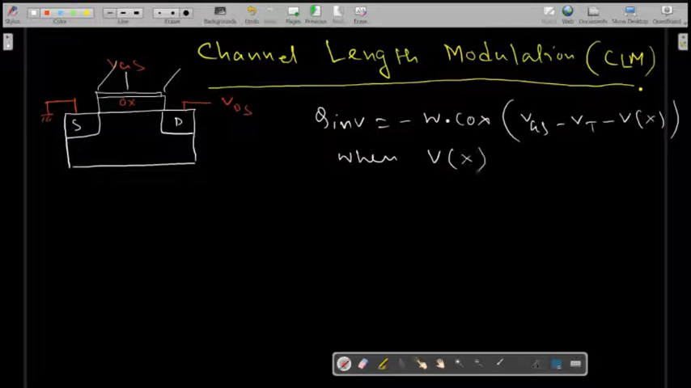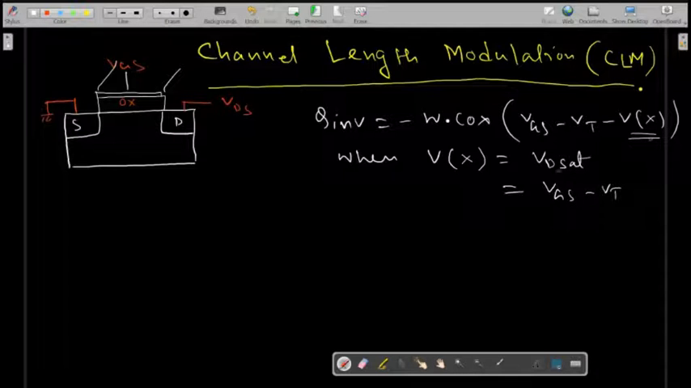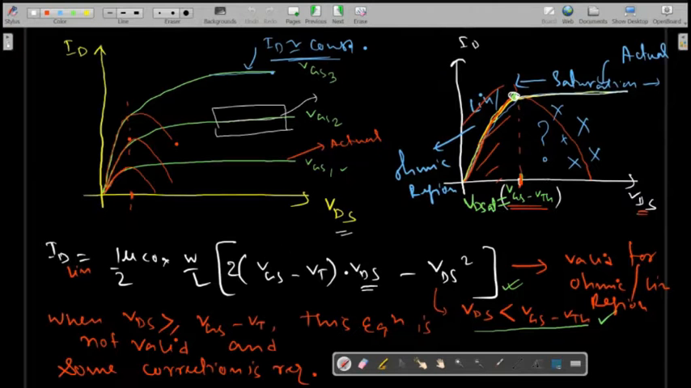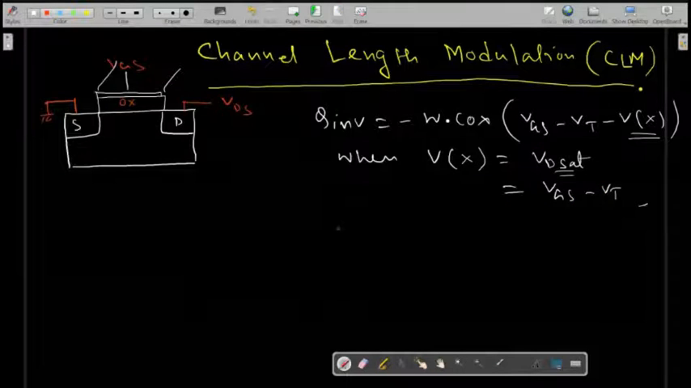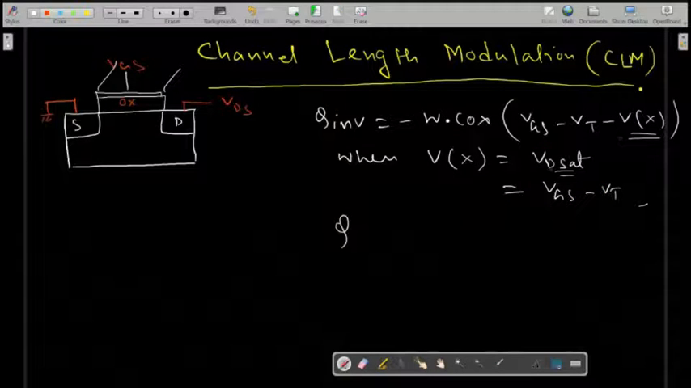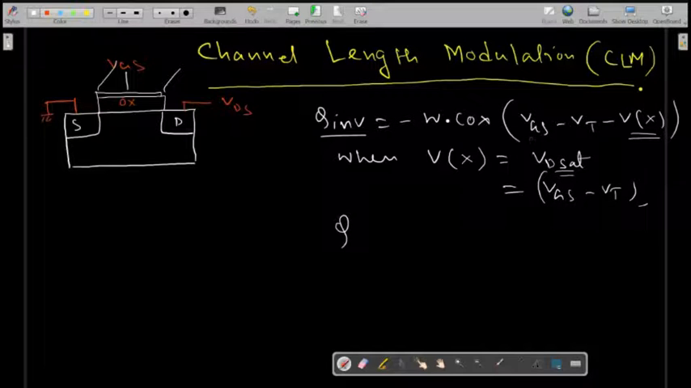When V of X equals VD sat, equal to VGS minus VT, that means the saturation has just started at this point. If I put V of X equal to VGS minus VT, then see what the Q inversion will be. It will be 0, because it is VGS minus VT minus (VGS minus VT). So Q inversion will be 0.